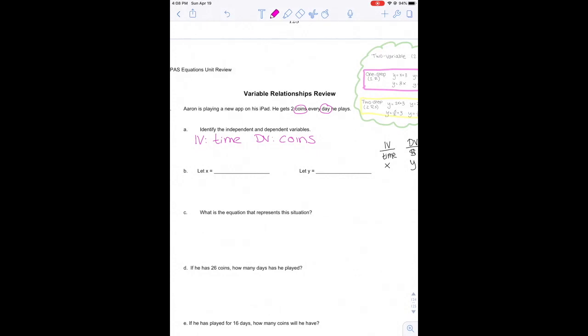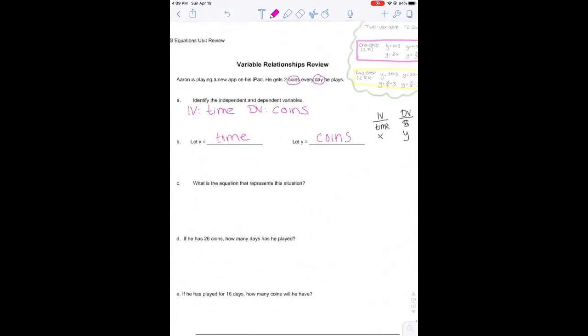X always has to go with the independent variable, so it's going to be time. Y has to go with the dependent variable, so that's going to be coins. What is the equation that represents the situation?